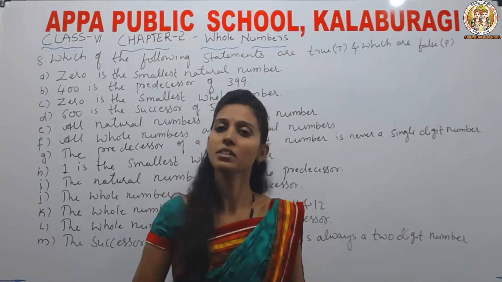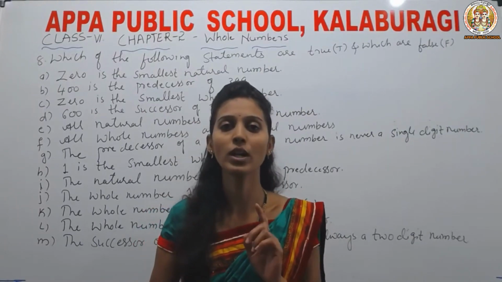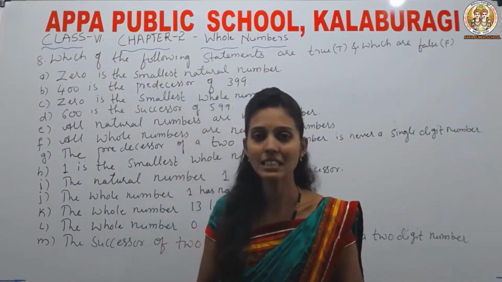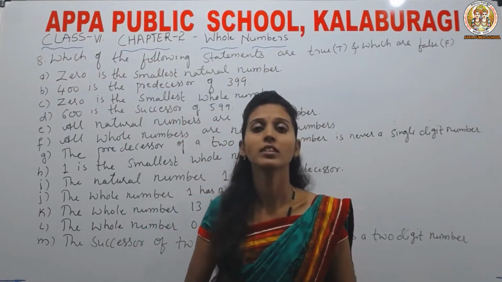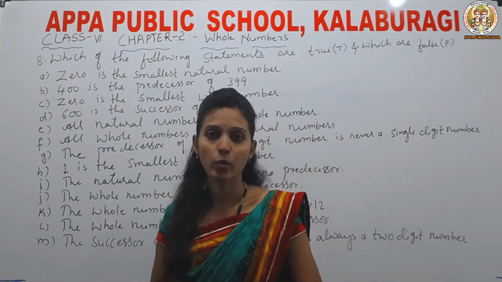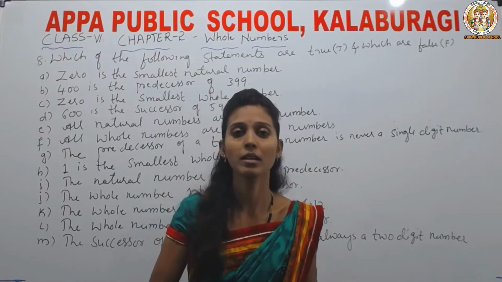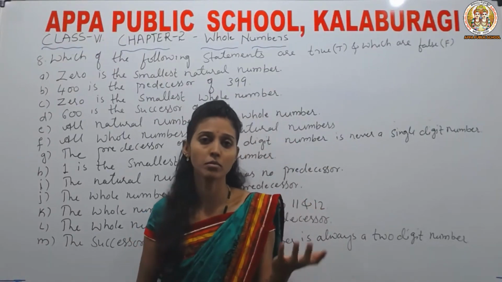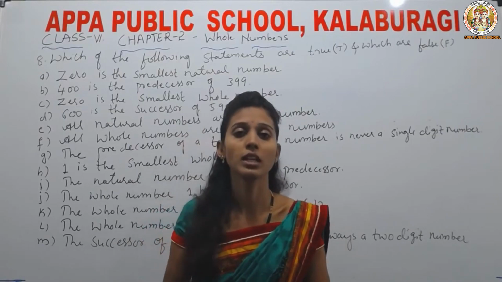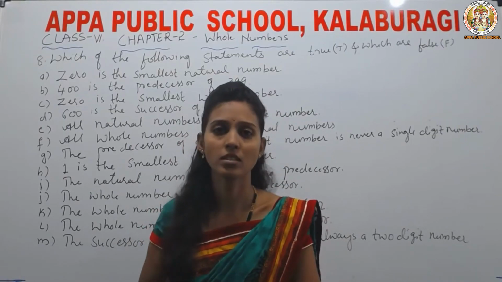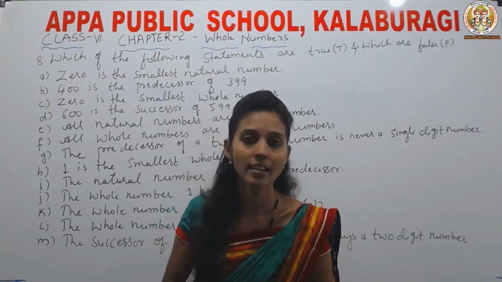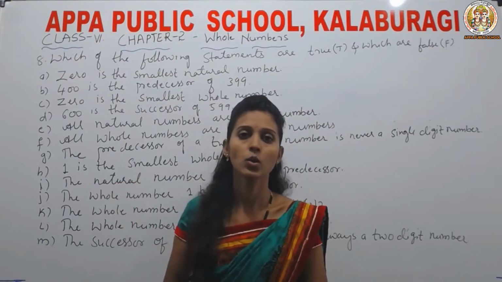Today let us go to the first exercise, that is exercise 2.1. In exercise 2.1, we have a total of 8 questions. The first few questions are about natural numbers, whole numbers, successor, and predecessor. The last question is about true or false.